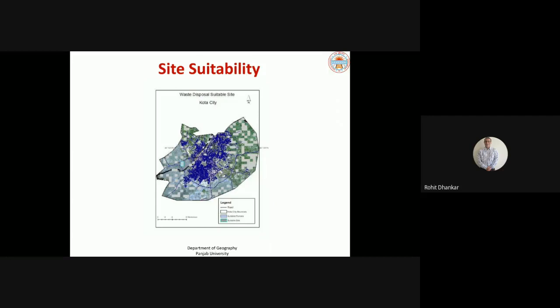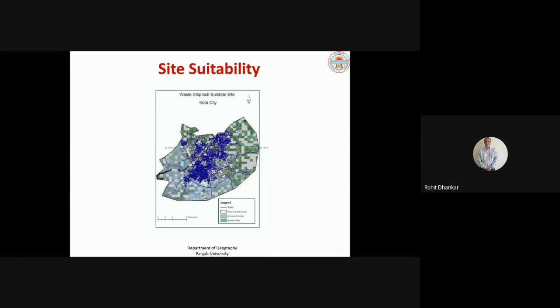Then we move to the suitability model, in which we give weight and criteria. Like we have three criteria: slope, land use, and distance from the dump site. So we give slope 60%, land use 25%, and distance 15%. Now applying these weights gives us a suitability model which we can easily use.